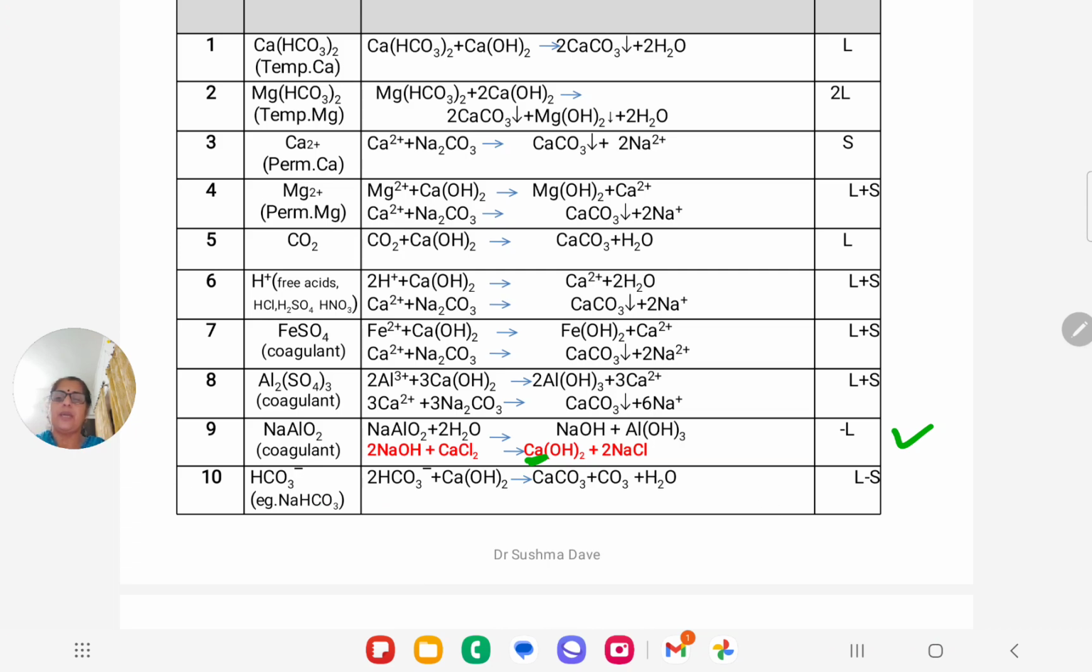Similar is the case with bicarbonate ion. If bicarbonate ions are present in water, then they are the source from sodium or potassium bicarbonate, and in both cases we generate carbonate ions. That means either we generate Na2CO3 or K2CO3. So this much amount of soda is less required, so it is minus S. Now these two are special reactions.